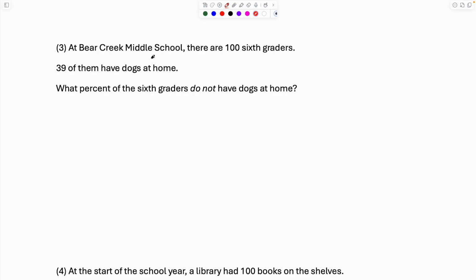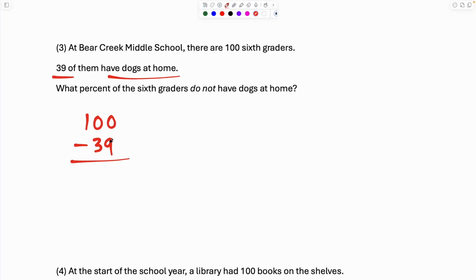Question 3: at Bear Creek Middle School, there are 100 sixth graders. 39 of them have dogs at home. What percent of the sixth graders do not have dogs at home? For this one, we want to think about how many sixth graders have dogs and how many do not. We're told 39 have dogs at home, so we could take 100 and subtract 39, and this will tell us how many of the sixth graders do not have dogs.